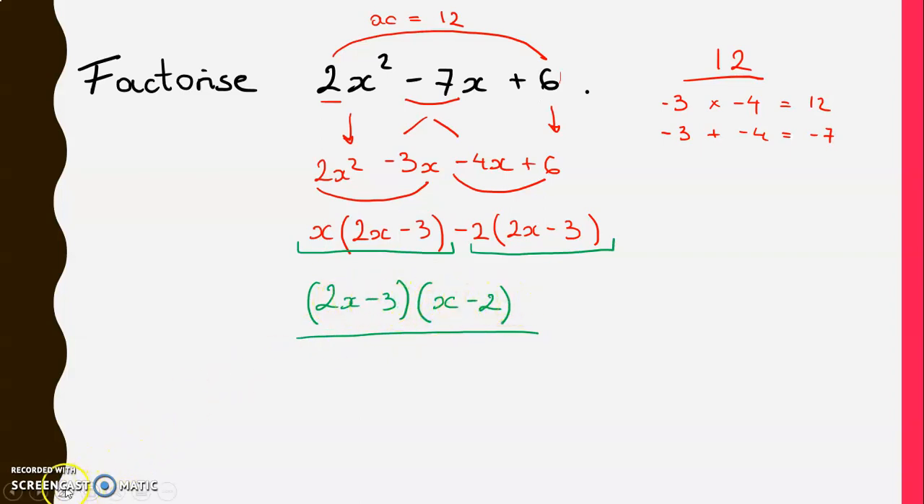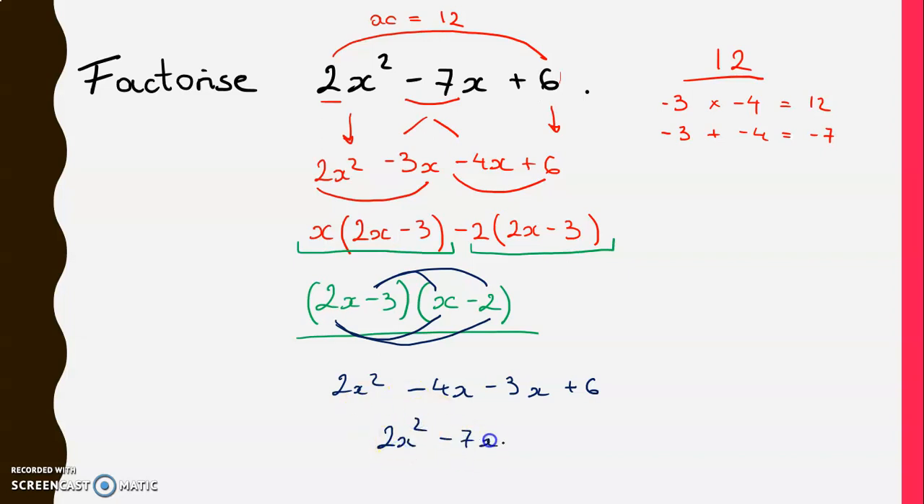If you want to check this, 2x times x gives you 2x squared. 2x times minus 2 gives minus 4x, minus 3 times x is minus 3x, and minus 3 times minus 2 is positive 6. This simplifies to 2x squared minus 7x plus 6, which is what we had in the beginning. So there it is.